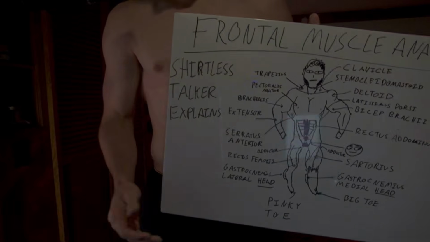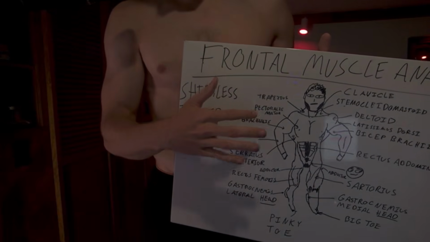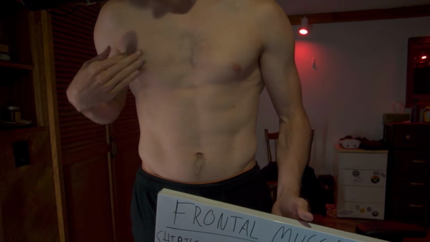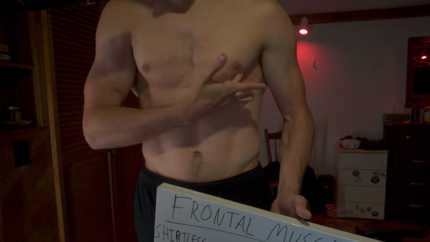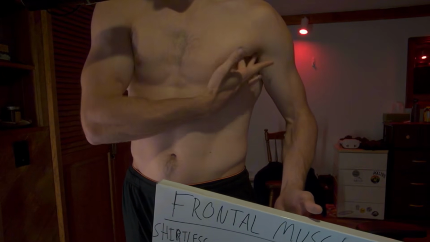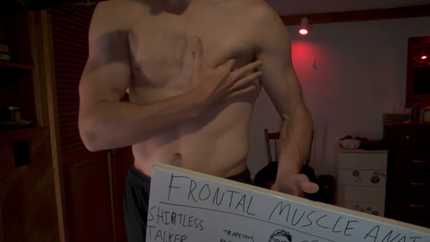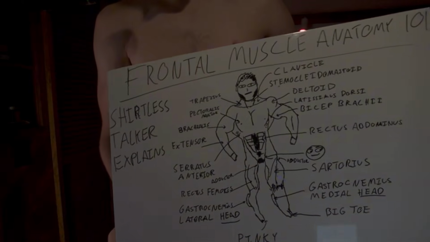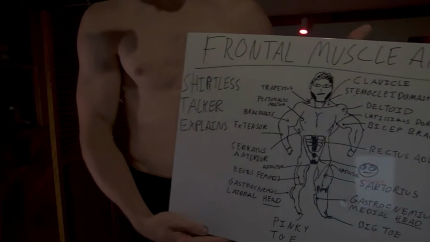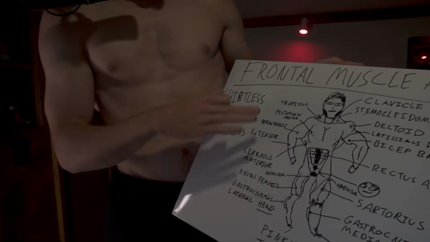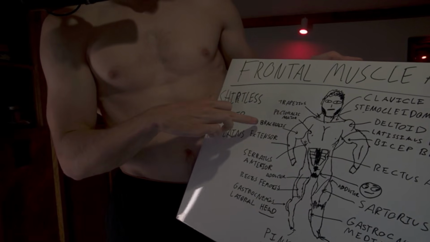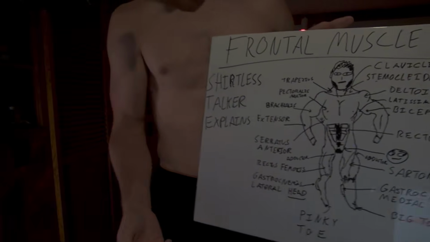What's after traps? Well, you got the pec major. This is the pec major. You have two of them. And under, right here, is the pec minor. A little bit difficult to get to, but the pec minor is under. Not listed here, but that's okay. Moving on from the traps and the pec major, we're going to go to the brachialis.